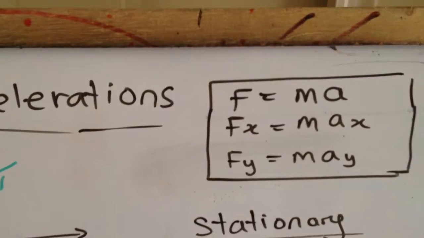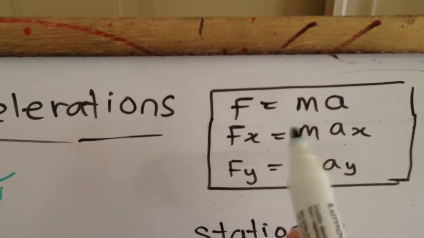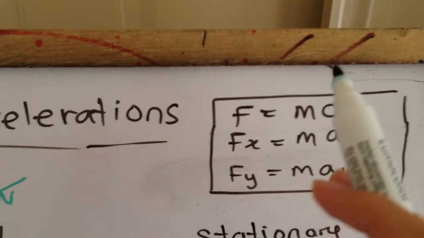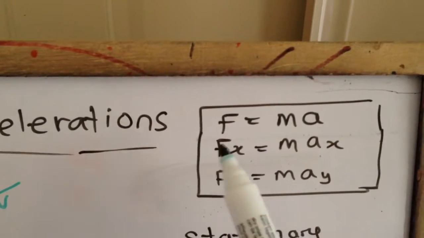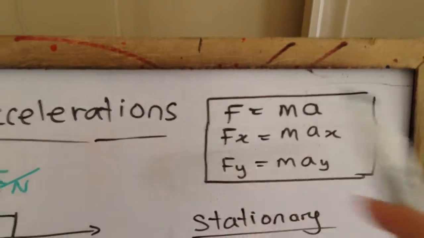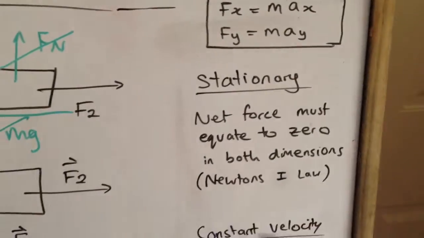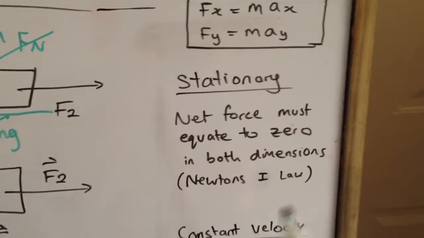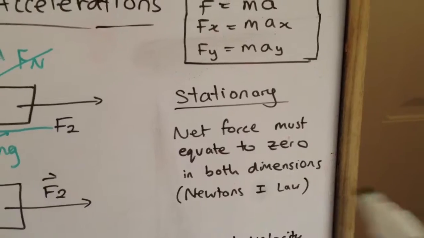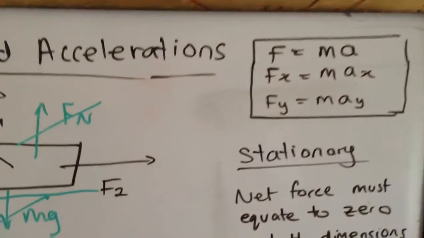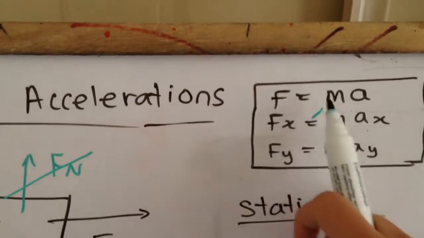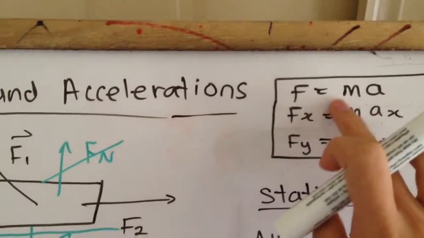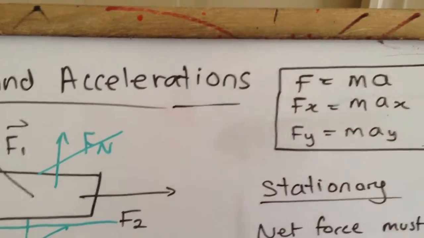And that is that we have, in order to get accelerations, force equaling mass times acceleration. So there must be some external force for an acceleration to occur. And we know this based on Newton's first law. The net force must equate to zero in both dimensions for an object to be stationary or moving with constant velocity. Because if we have a net force, then the object is accelerating. So it can't be stationary, it can't be moving at a constant velocity.